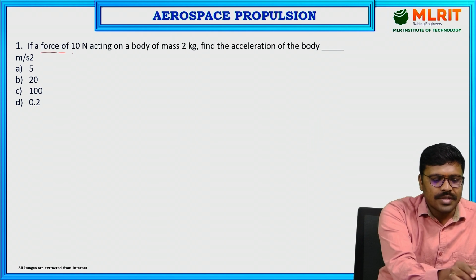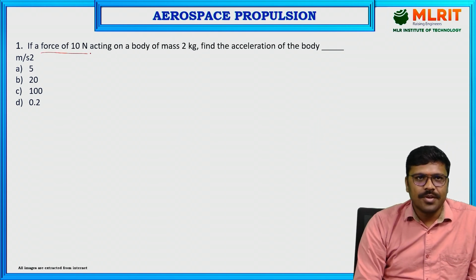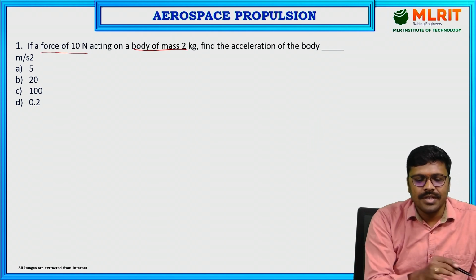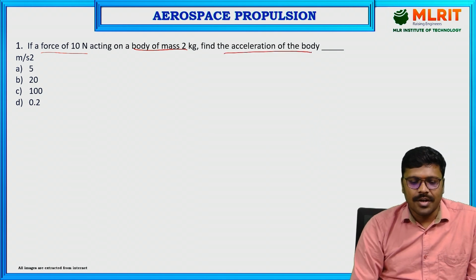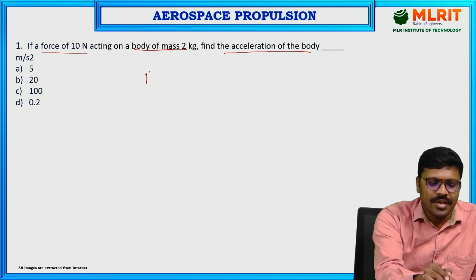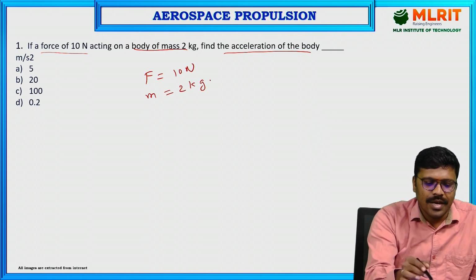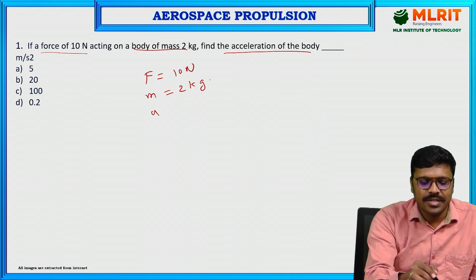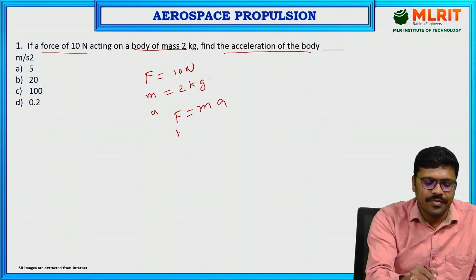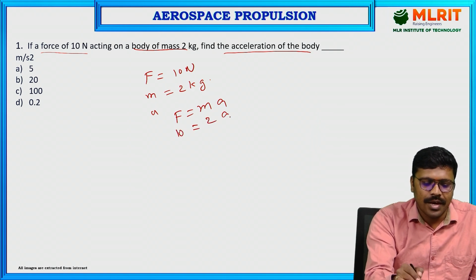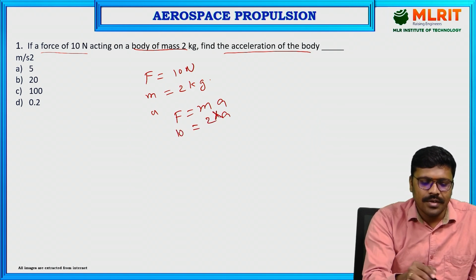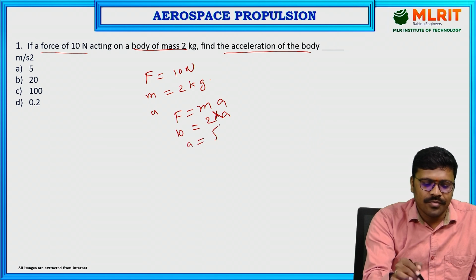If a force of 10 newtons is acting on a body of mass 2 kg, find the acceleration of the body. Here the force is given, F is equal to 10 Newton and mass m is equal to 2 kg, and it is asking for acceleration. So we know the basic equation that F is equal to ma. If I apply F is equal to 10, mass is equal to 2, and acceleration is a, then I will get a is equal to 5 meter per second square.